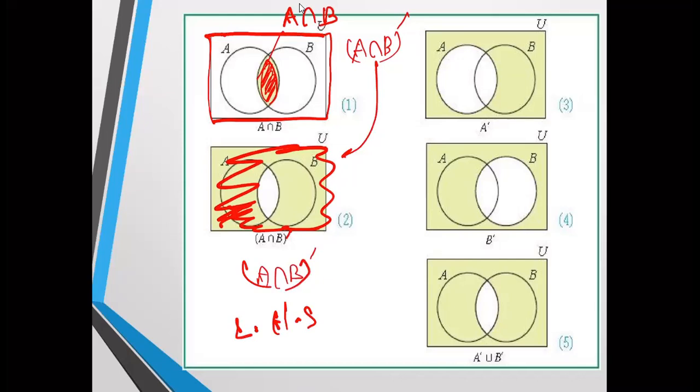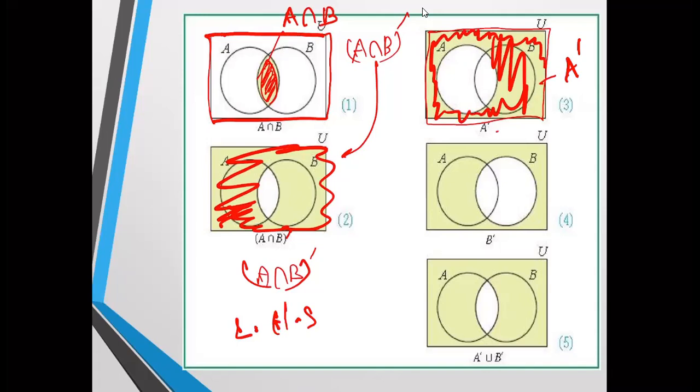Now look at the right hand side. Here we have the universal set represented by this rectangle, and we have two events, A and B. Now see the region that's not yellow, maybe light green color. That region is what? A dash, A complement. Clear? A complement.